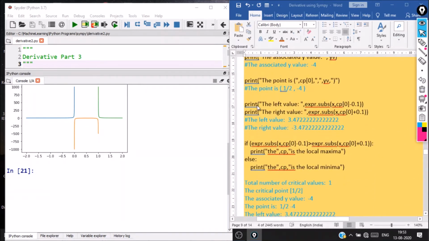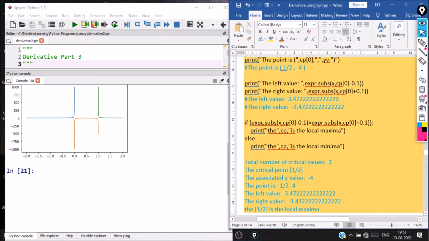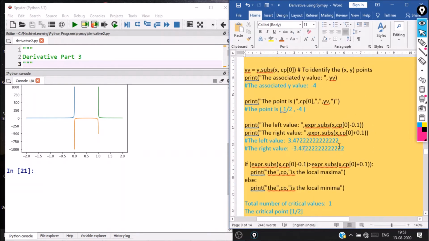Okay, and we can identify the left value as well as the right value. So we have to identify the left value as well as the right value. So the critical point minus 0.1 and critical point plus 0.1, so we can get these two values. So if the change is positive to negative, then it is a local maxima, otherwise it is called the local minima. Okay, are you getting this one?